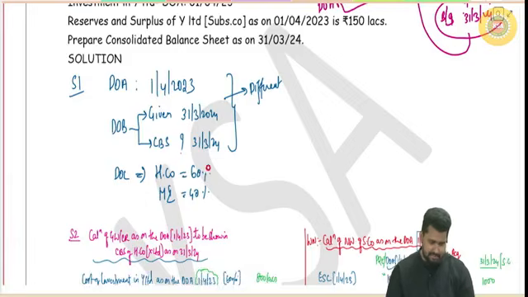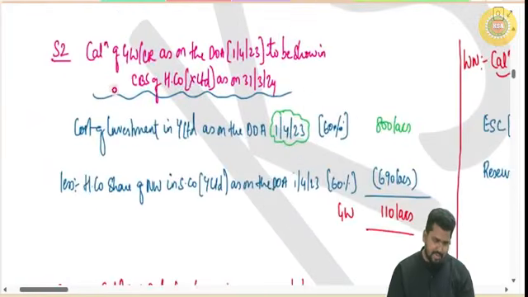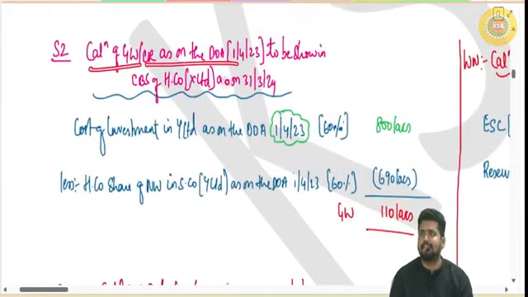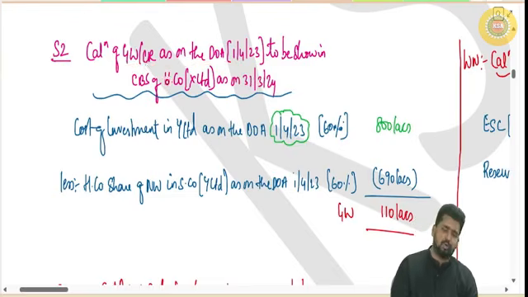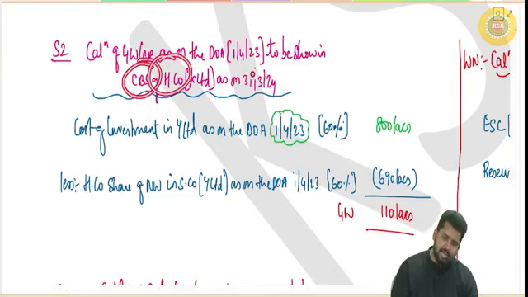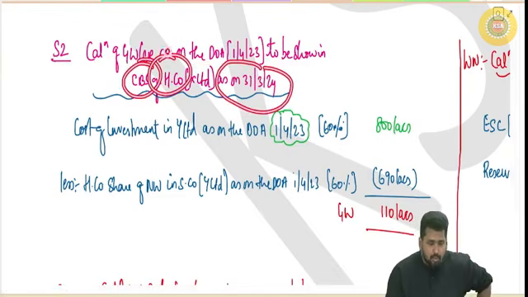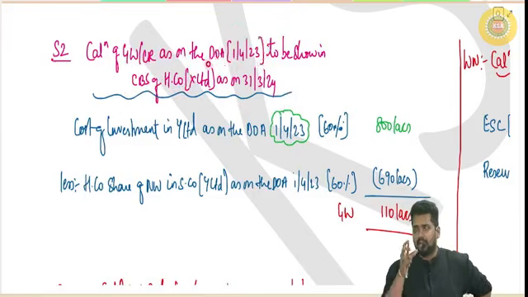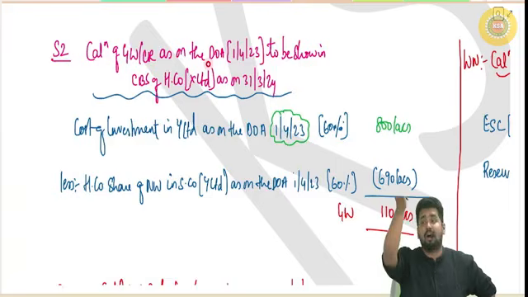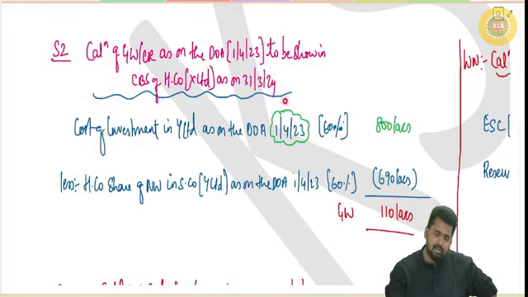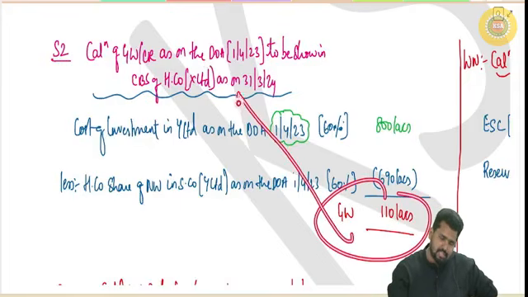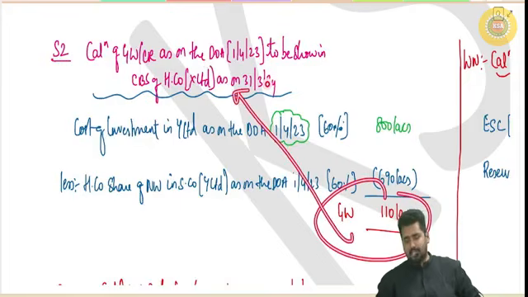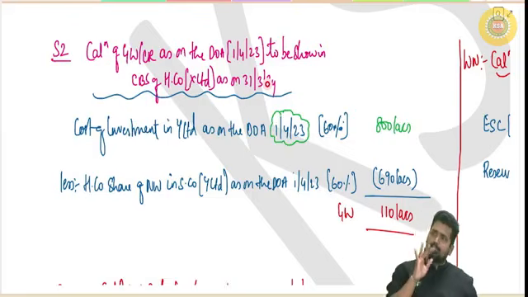How to do the calculation? Simple. Listen to me as usual. Step number 2 is what? Calculation of goodwill or capital reserve as on the date of acquisition, to be shown in the consolidated balance sheet of the holding company as on 31st March. Listen, goodwill or capital reserve, as I always say, on the date of acquisition, how many shares are you holding? For that, how much did you pay? On that date, what are their net assets? In that, what is your share? Remember, whatever you are finding should be shown in the consolidated balance sheet. Please don't change the terms.